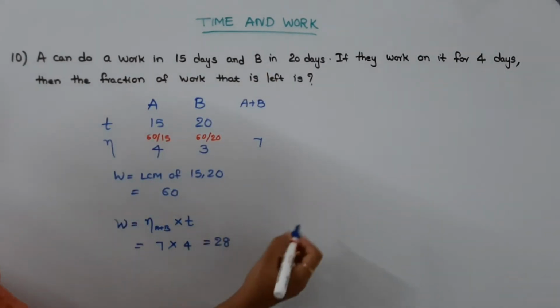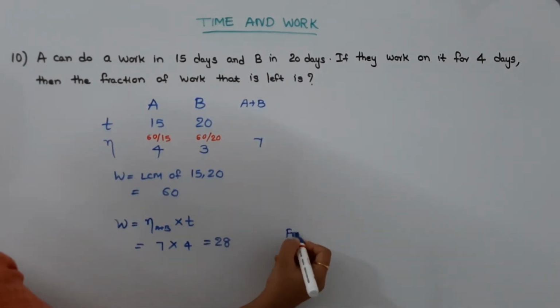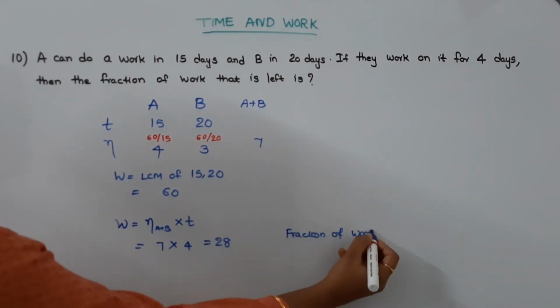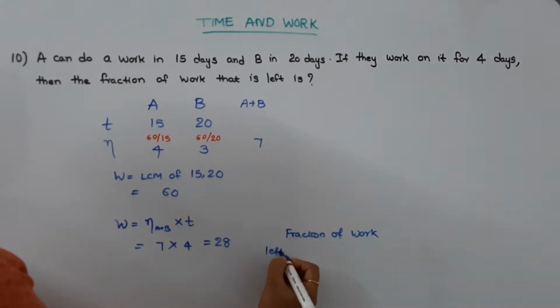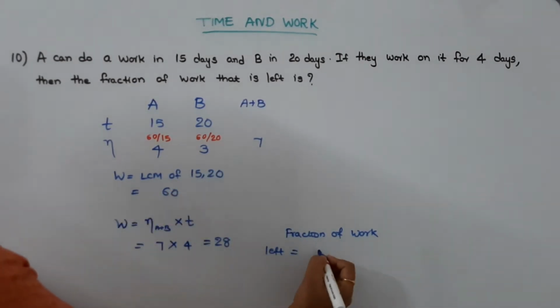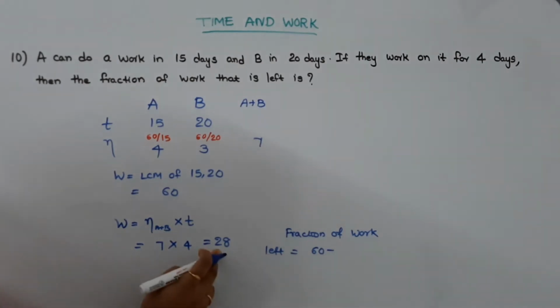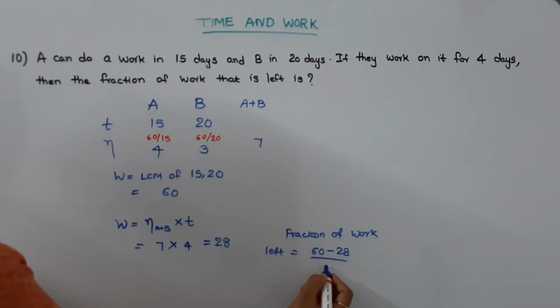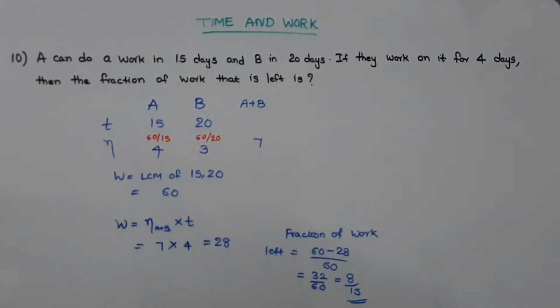So the fraction of work that is left will be the total work 60 minus work done for 4 days 28, divided by total work, that is equal to 32 divided by 60, that is equal to 8 by 15. This is the fraction of work that is left.